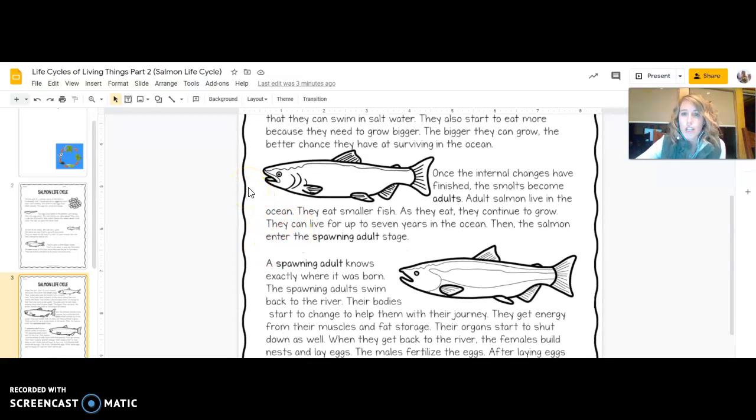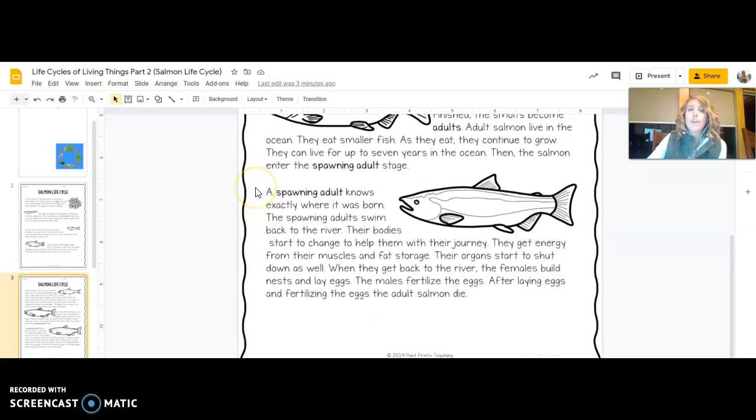Once the internal changes have finished, the smolt become adults. Adult salmon live in the ocean. They eat smaller fish. As they eat, they continue to grow. They can live for up to 7 years in the ocean. Then the salmon enter the spawning adult stage. A spawning adult knows exactly where it was born. The spawning adults swim back to the river.